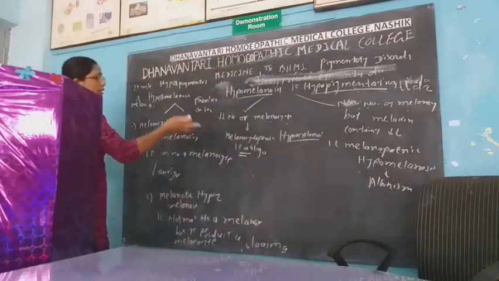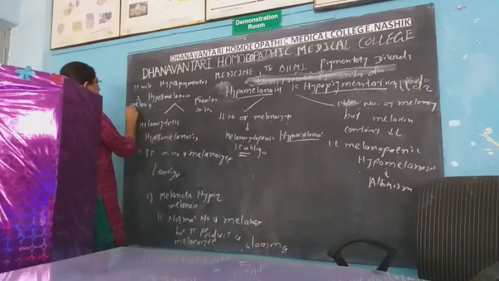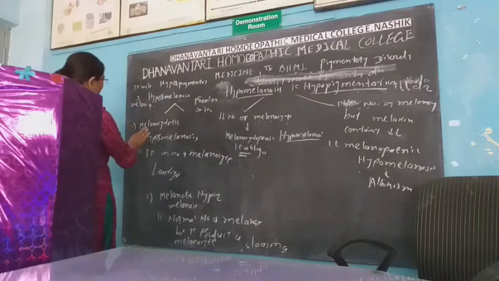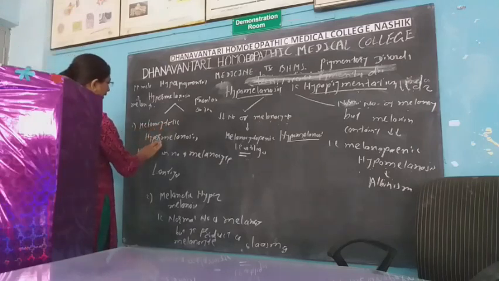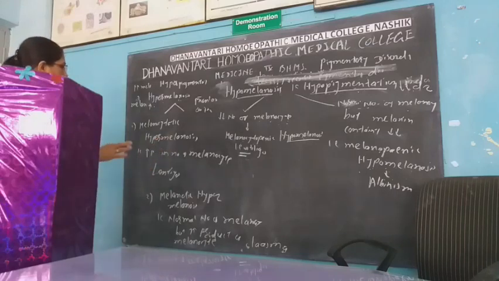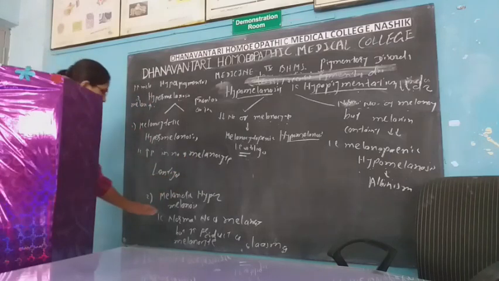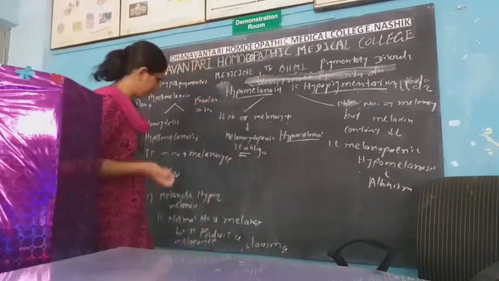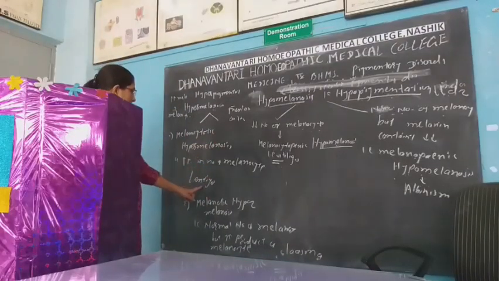Okay. So now come toward hypermelanosis, or hyperpigmentation. In this condition the melanin content is increased. Again it is of two types. First is melanocytotic hypermelanosis. Here the number of melanocytes is increased. Second is melanotic hypermelanosis, meaning a normal number of melanocytes but the melanin content is increased. The example of the first type is lentigo.